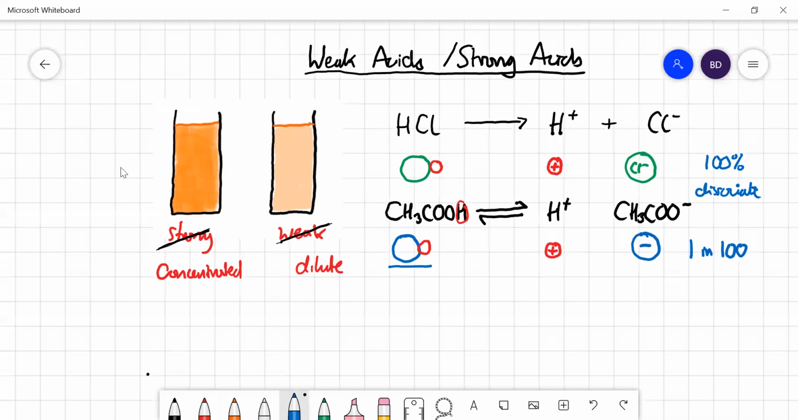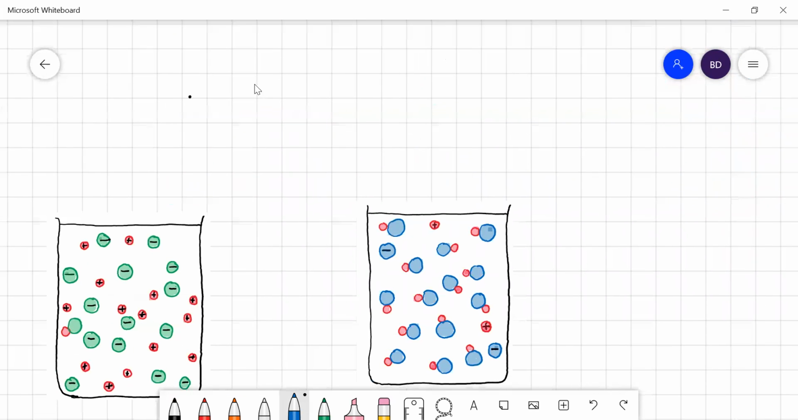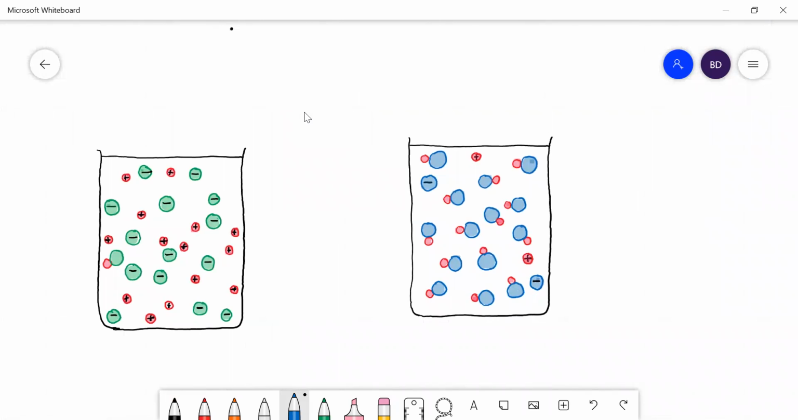Okay, so let's look at some diagrams to see that a bit more visually. What I've got here is our hydrochloric acid, HCl, and you can see 100% has dissociated or ionized. Every single molecule has split up into an H+ ion, that red bit there, and the chloride ion there, which is a minus. And I've actually drawn one there which is not split up, because of course you will get the odd one that doesn't, but to all intents and purposes it is 100%.